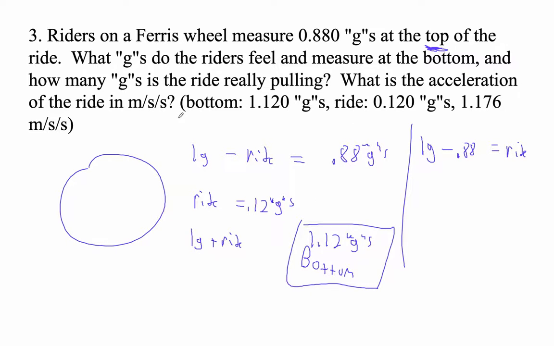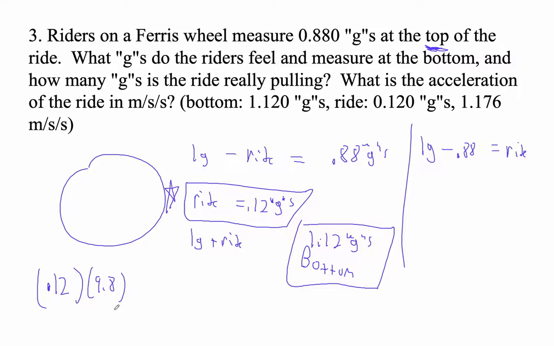And then it says, what is the acceleration of the ride in meters per second squared? Well, we have to convert g's to meters per second squared. So don't convert this to meters per second squared. Do the ride, okay? So we're going to go 0.12 times 9.8. And that'll give us meters per second squared, because 1g is 9.8 meters per second squared. Okay, so 0.12 times 9.8 is 1.176 meters per second squared.